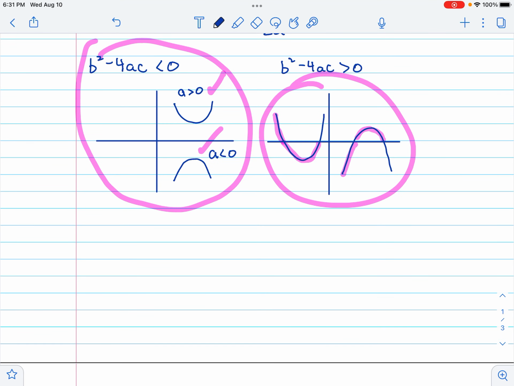Now, let's suppose that b squared minus 4ac is equal to 0. What does that mean? Well, in that case, you have a bounce. Something like that, or something like that. You have a little bounce going on there. So let's keep this stuff in mind.